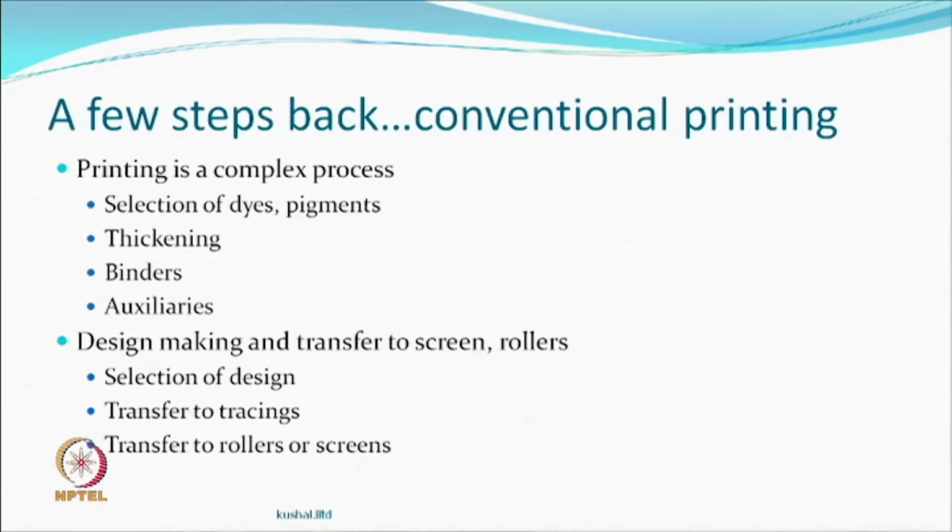Then making of the design and transfer onto the screen and rollers means first selection of design, which anyway depends on who is the client. Then you transfer the design on tracings. From the tracings you transfer them onto the rollers or the screen, which finally have to be used. This is a complex process.